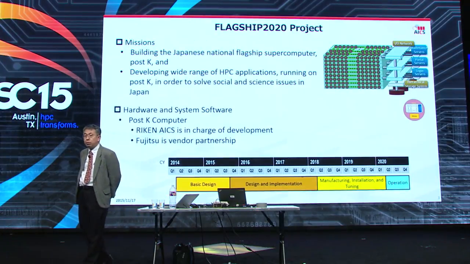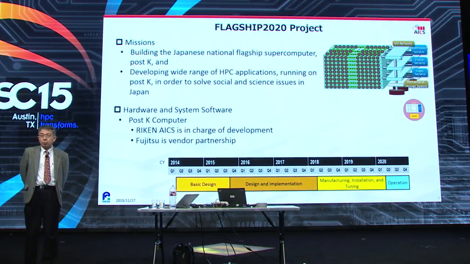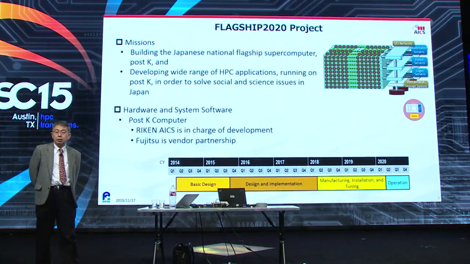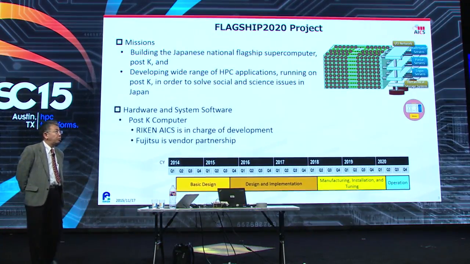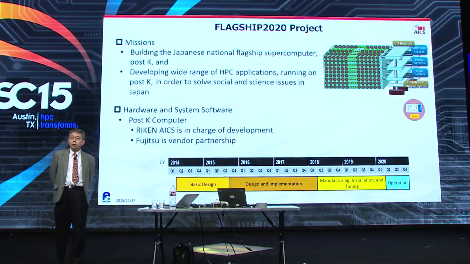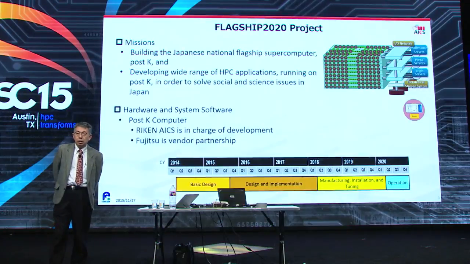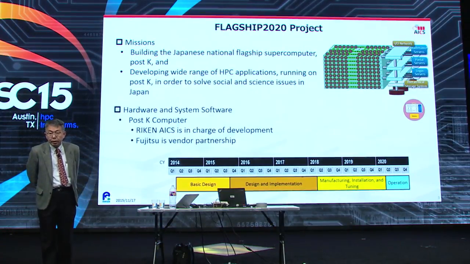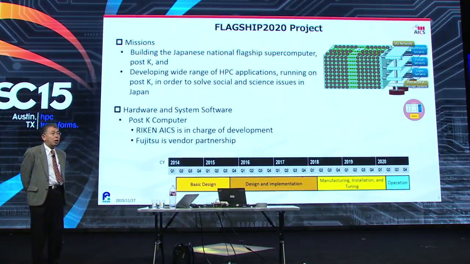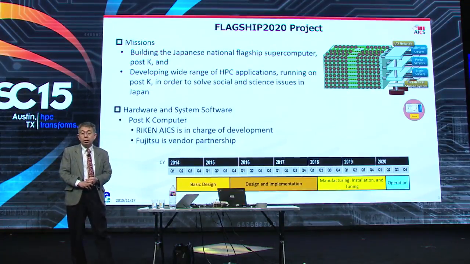So this slide shows an overview of the FLAGSHIP2020 project. That's the government project, and it has 2 missions. One is, of course, to build the Japanese national flagship computer. Currently, the code name is post-K, and this means that this will be the successor of the K computer. And the other mission is to develop a wide range of HPC applications, which run on post-K in order to solve social and science issues in Japan.